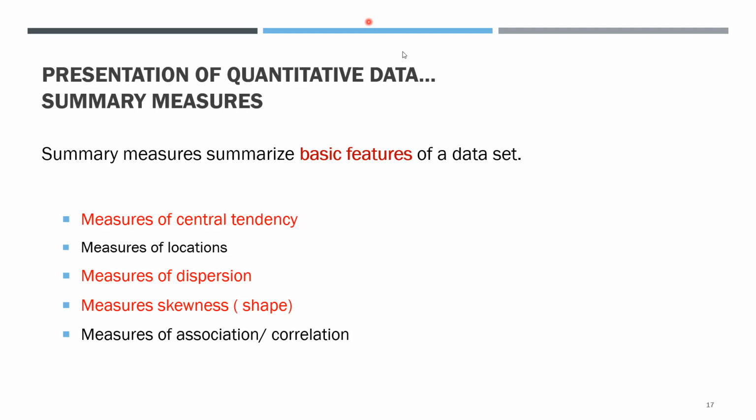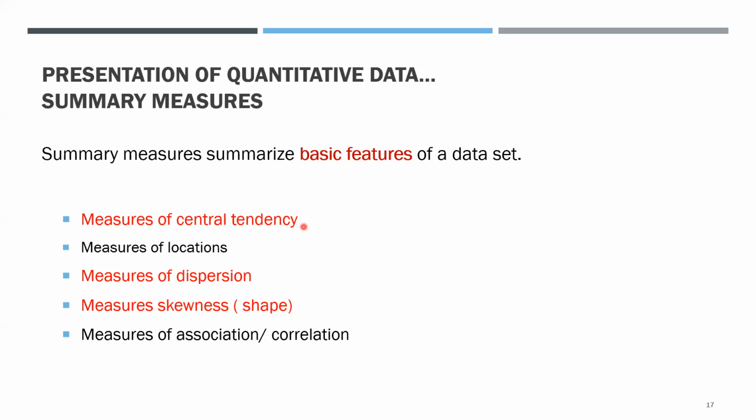Dispersion or the variation about your data set, then you can use these measures of dispersion. And if you can have an idea about the shape of your distribution, then you can describe your numerical variable more and more informatively, right?